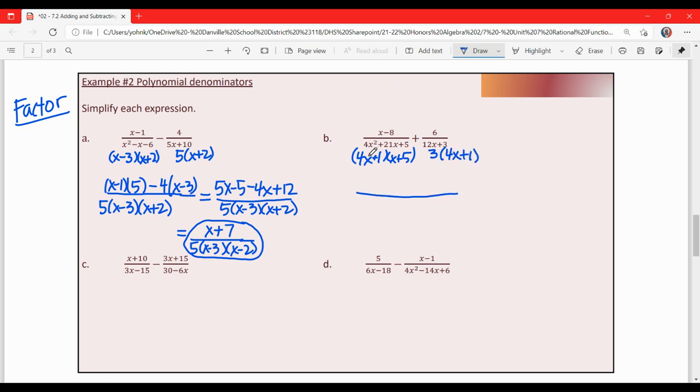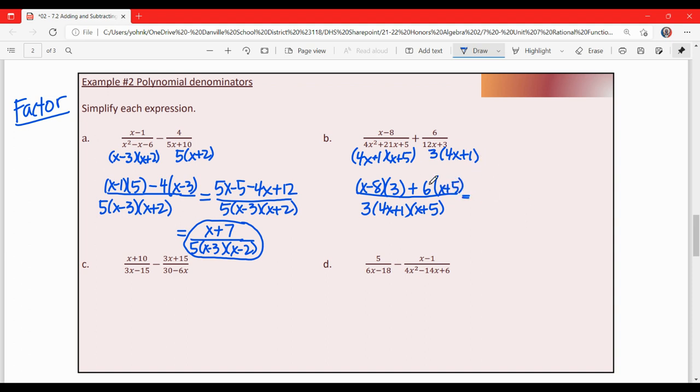So when I start my big fraction, I need a 4x plus 1. I need an x plus 5. I need a 3. I'm going to put that in front. And I need a 4x plus 1, but I already got it. So let's go to the top. I have an x minus 8. Let's see what else I need. All right, I got the x plus 5s. I got the 4x plus 1s. I need a 3. So I'm going to multiply by 3. Plus, there's a 6 there, so I'm going to put it. I have the 4x plus 1s. I have the 3s. I need an x plus 5. So I'm going to put x plus 5.